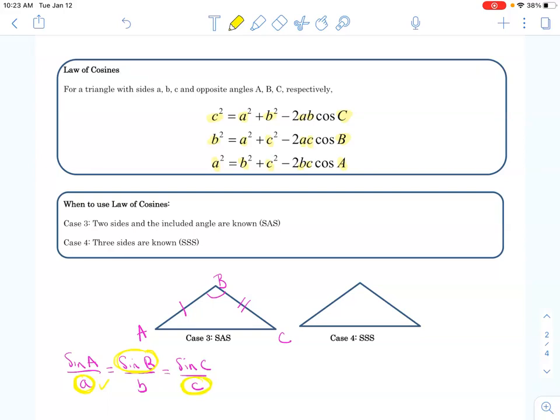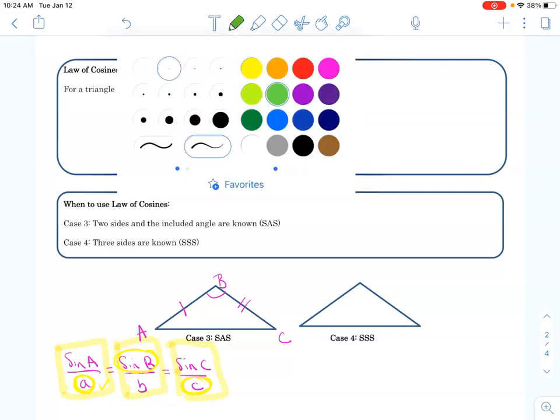So what's happening here is there is no full ratio. There's an unknown in this ratio, and there's also an unknown in that ratio. And that's what I mean when I say if you don't have a full ratio, it forces you to use law of cosines. All right, so I'm going to switch colors here.